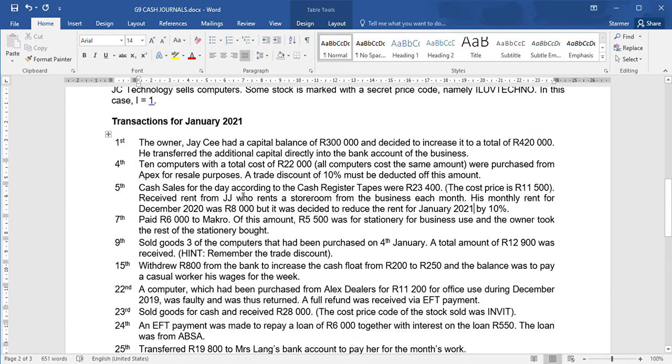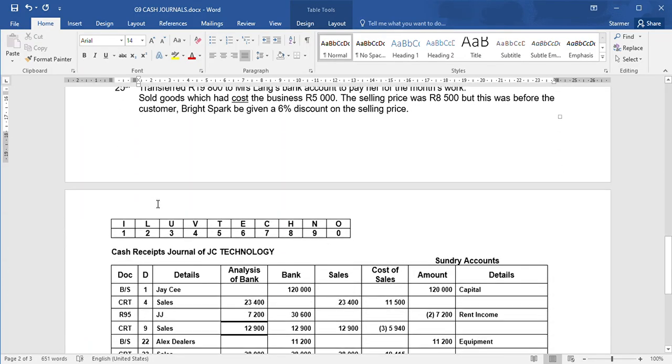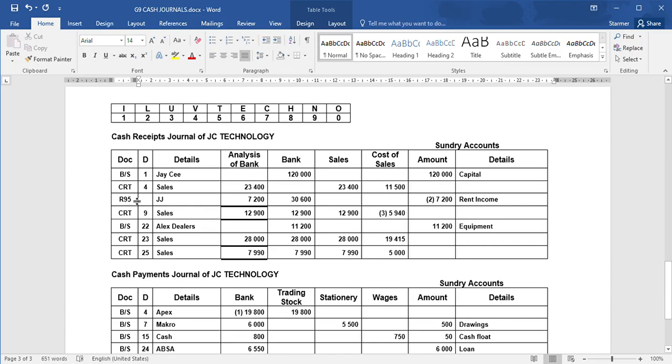Okay, the next one. Cash sales for the day according to CRT were 23,400 and the cost price is 11,500. And on the same date, we received rent from JJ. His monthly rent was 8,000, but we're going to reduce that by 10%. Both of those involve money received by the business. So for the first one, cash register tape would be your document, sales would be your details. Under sales, you record the selling price. Under cost of sales, you record the cost price.